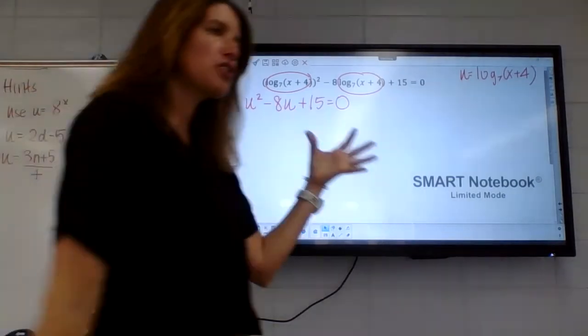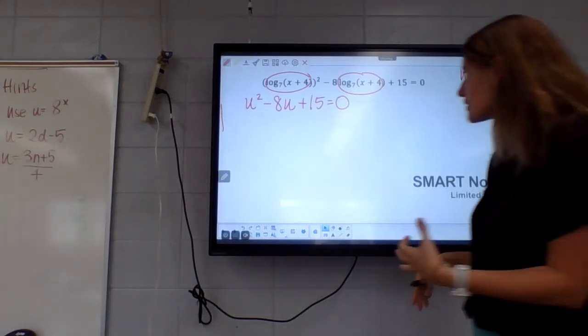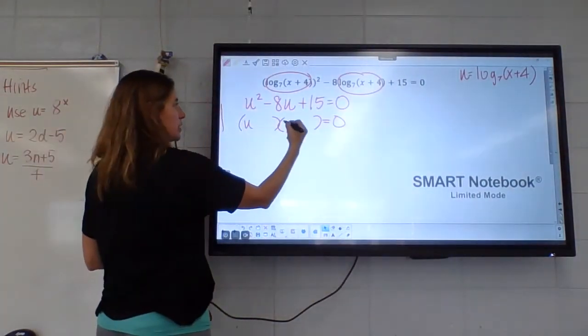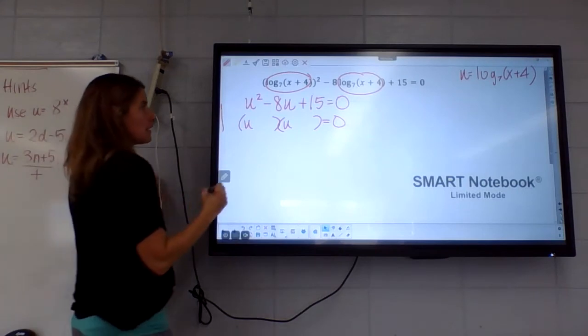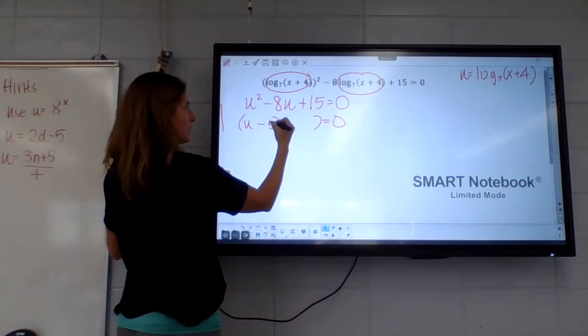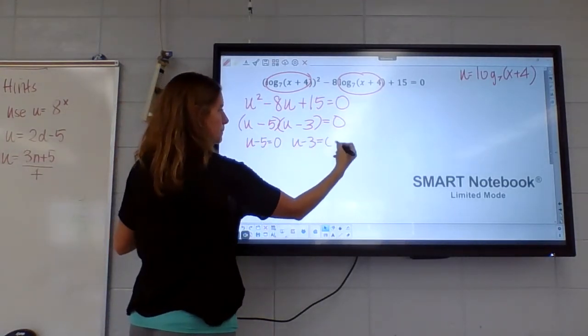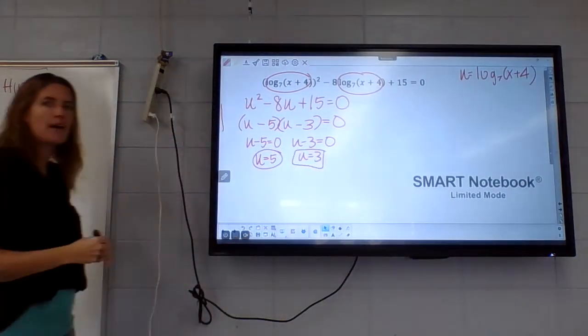So this part of it shouldn't be the difficult part. That's why I wanted the factoring to become more second nature to you guys. Because if the factoring's tough on top of the rest of it, it obviously is going to be a more difficult problem. The tough part will be figuring out what the actual x is. So we have U and U. I want to multiply to 15, add to -8. So -5, -3, right? So I got U is 5 and U is 3.